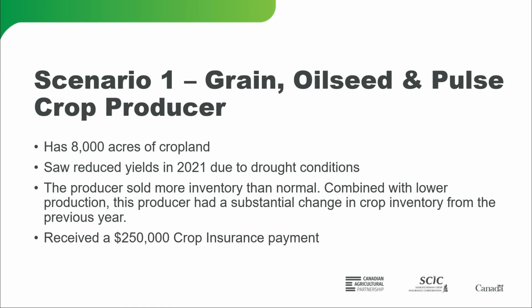So now we have some examples here to walk through. The first scenario is a grain, oilseed, and pulse crop producer. Has 8,000 acres of cropland, and in 2021, due to the drought conditions, had reduced yields. The producer ended up selling more inventory than normal, so combined with lower production, the producer had a substantial change in the crop inventory from the previous year. They were also in crop insurance and received a $250,000 crop insurance payment.